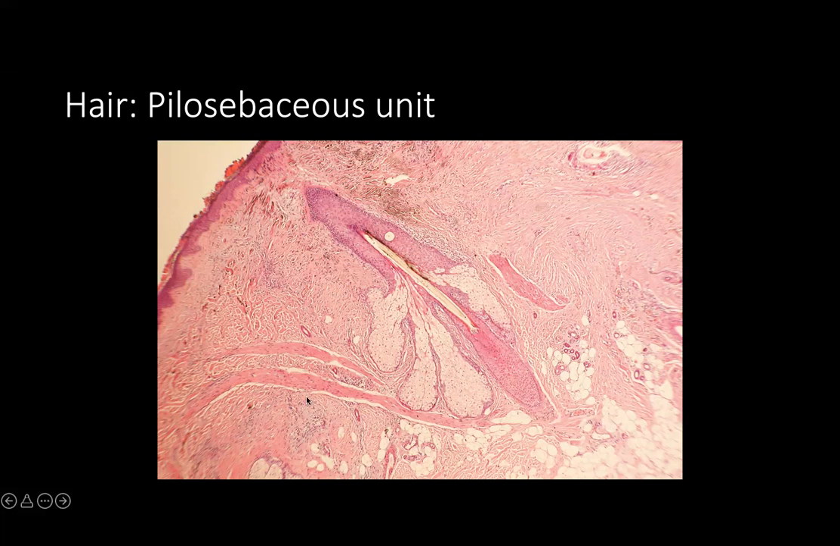Here's your nice erector pili muscle that is responsible for goosebumps. So the reason that the skin stands up is when these things contract, it straightens up that hair follicle and causes what the common term is goosebumps. Of course, this erector pili muscle is a source of piloleiomyomas when they develop in the skin, or smooth muscle tumors.